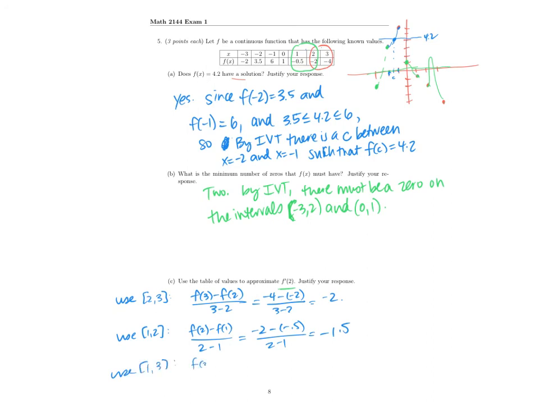I could also use the interval 1 to 3, which is the same thing as averaging those two. So I could do f of 3 minus f of 1 over 3 minus 1. That would give me -4 minus -0.5 over 3 minus 1, which gives me -1.75. So any of those 3 is a reasonable answer. This one is kind of going to the right, this one's kind of going to the left, and this is kind of straddling the two, or averaging the two. So any of those is a reasonable approximation for f prime of 2.